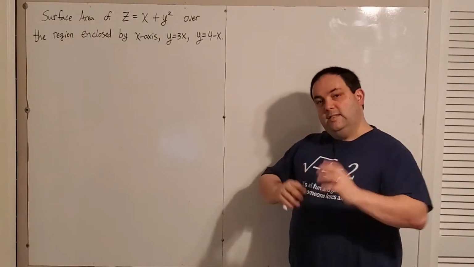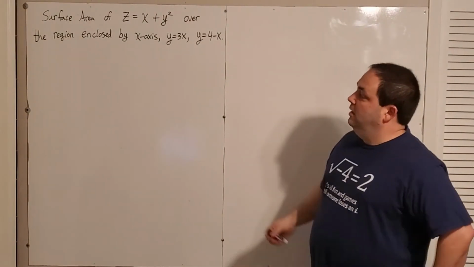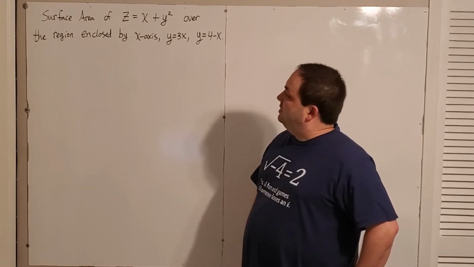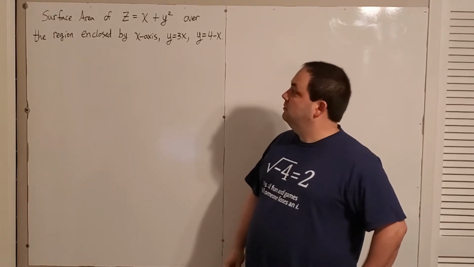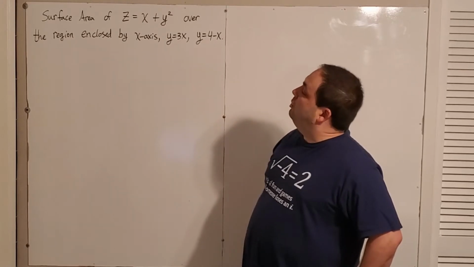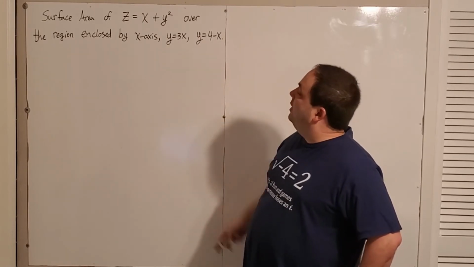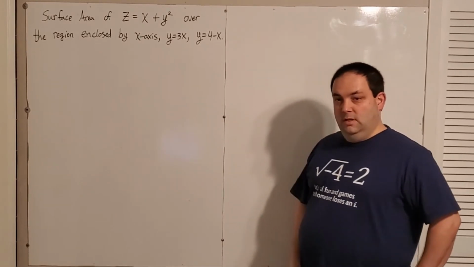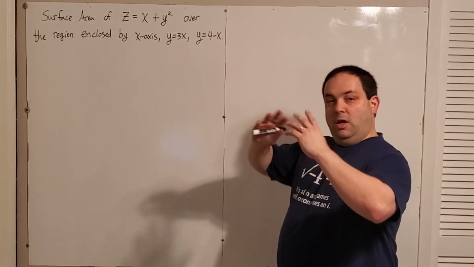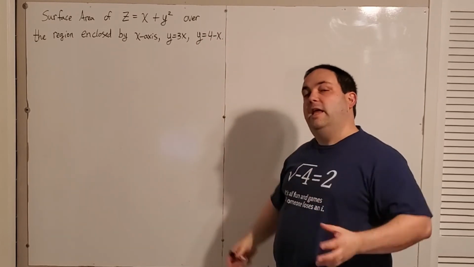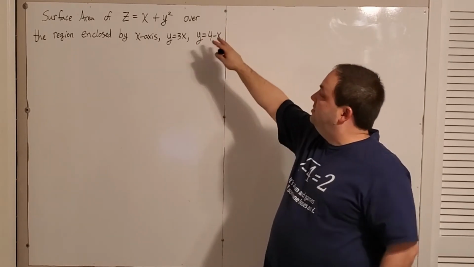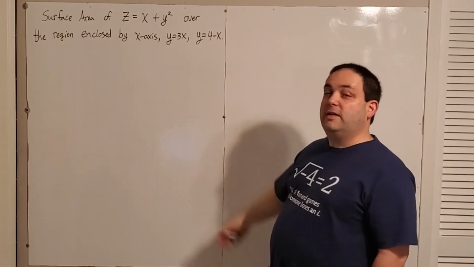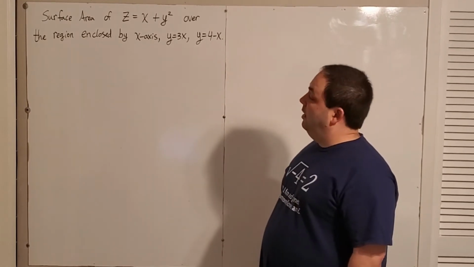Now, let's talk about this one. I want to find the surface area of z equals x plus y squared, over this region enclosed by the x-axis, y equals 3x, and y equals 4 minus x. So we're talking about just finding a piece of this surface and finding the area of it. And I've got a nice triangular region in the rectangular system.